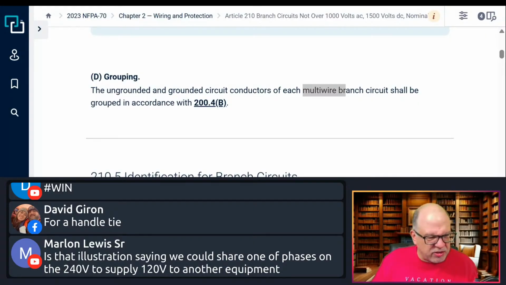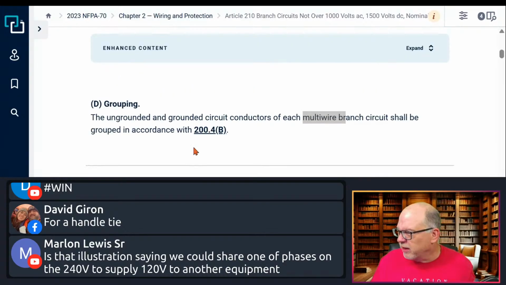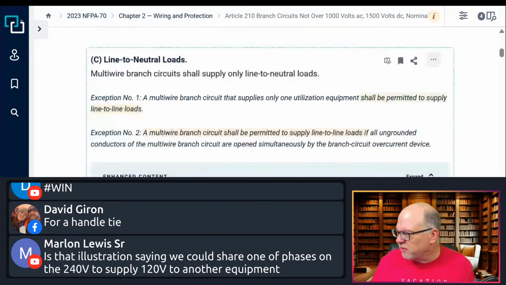Marlon says, is that illustration saying we could share one of the phases on the 240 to supply 120 to another circuit? All right. Yeah, hold on. Let me bring you back to the illustration.